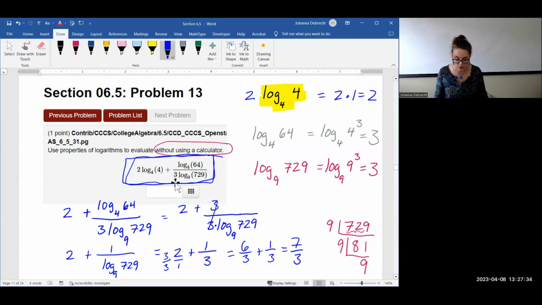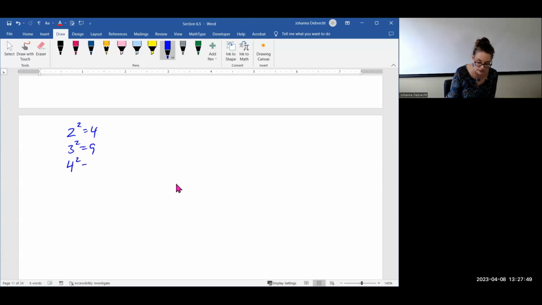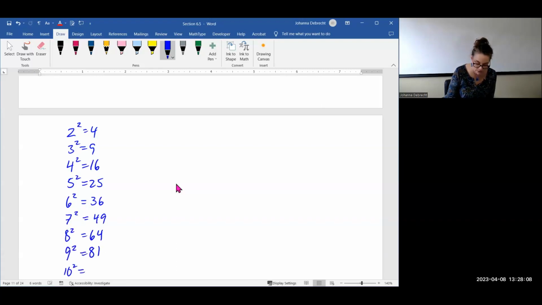Now, I said I would give you some powers that you need to know that will really make your life easier. Basically, you need to know all the powers of 2. So 2 squared is 4, 3 squared is 9, 4 squared is 16. Let's go ahead and just write all of these out really quickly. That would be 36. 7 squared gives me 49. 8 squared gives me 64. 9 squared gives me 81. 10 squared gives me 100.